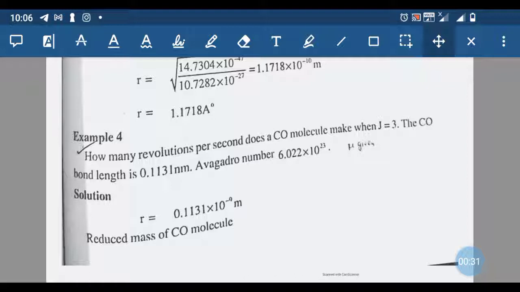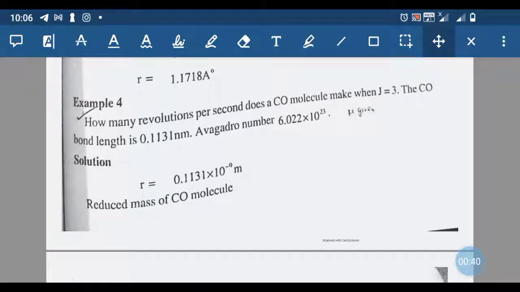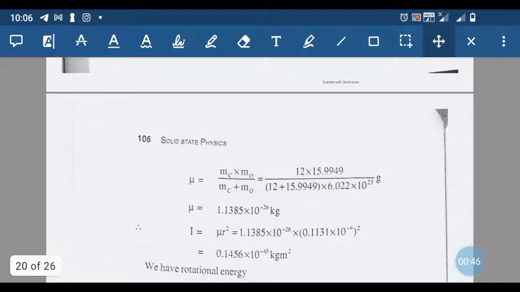For usual well-known compounds, you have to know the atomic mass. So in this case, the bond length R is given as R is equal to 0.1131 into 10 raised to minus 9 meter. The reduced mass we can calculate: mu is equal to mc mo divided by mc plus mo. For carbon it is 12 and for oxygen it is 15. So 12 into 15 divided by 12 plus 15, then into Avogadro number. That is one of the methods for calculating the reduced mass. By calculating this you will get mu as 1.1385 into 10 raised to minus 26 kilogram.